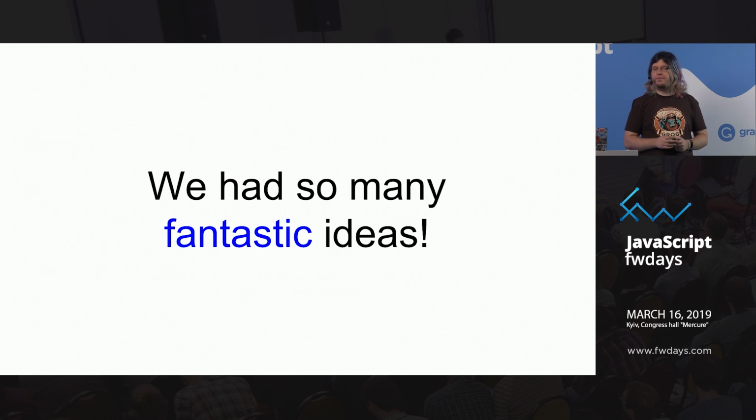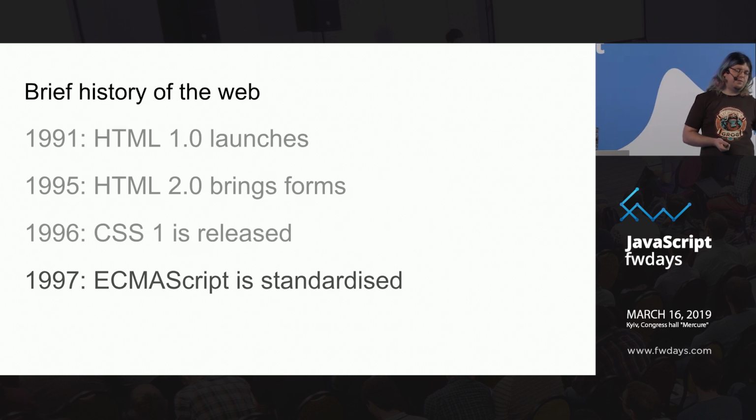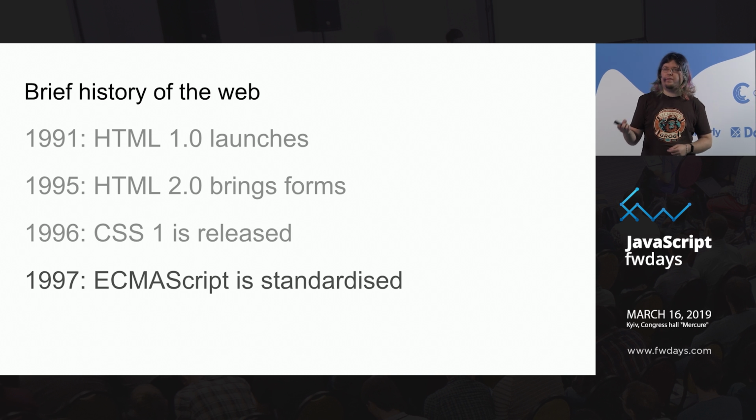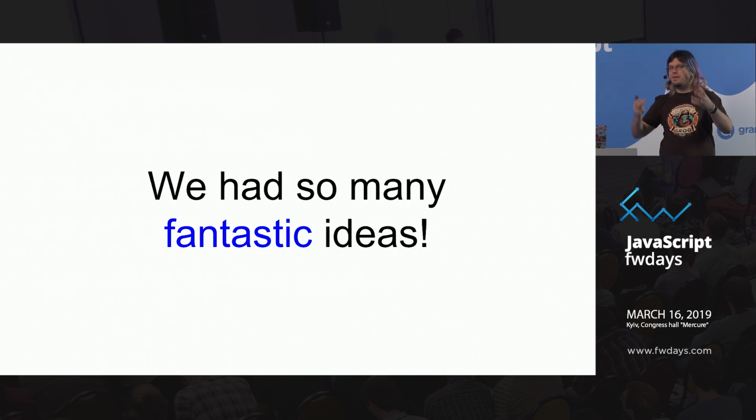And we had so many fantastic ideas. The web constantly evolved. Look at the timeline again. It took 4 years for HTML 2.0 to come out, 1 more year for CSS, and then 1 more year for ECMAScript to come. We were fast-paced, everyone was excited, there was creativity, and many people were thinking hard and long about how to move the web forward and make the web a better place.